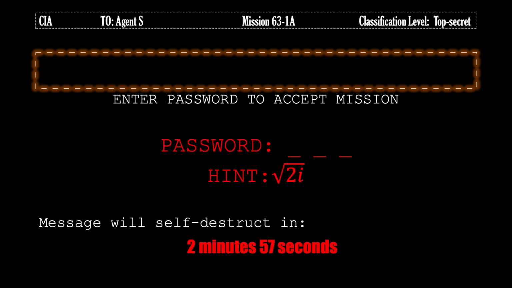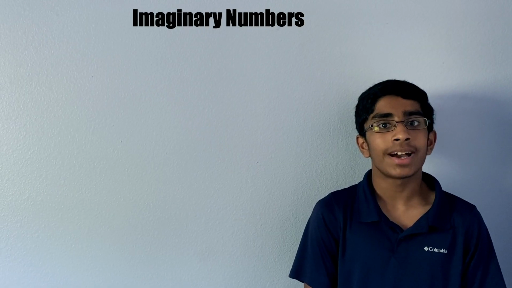I have been assigned a mission. To accept it, it looks like the password is the square root of 2i. Let's go. To find the square root of 2i, we need complex numbers. To understand complex numbers, we need imaginary numbers.